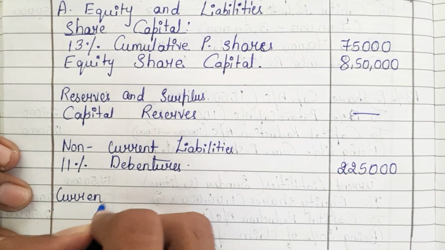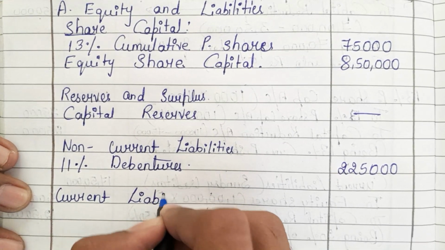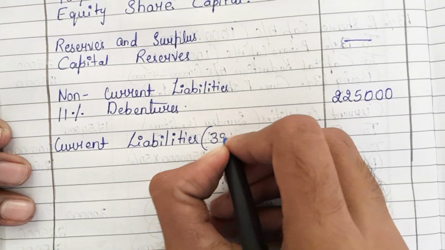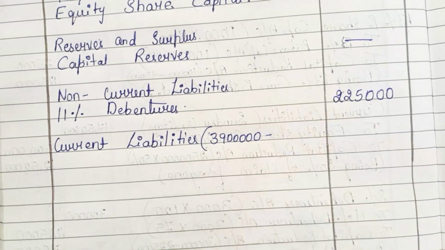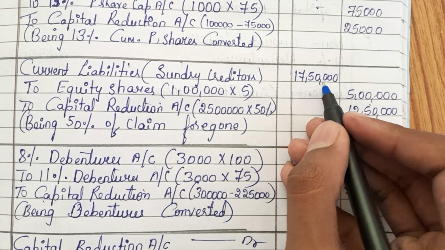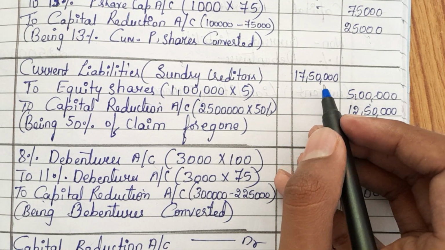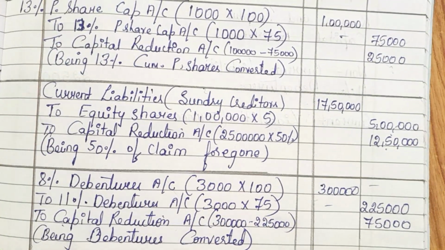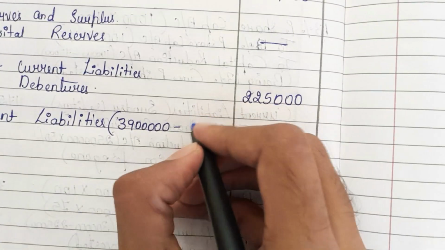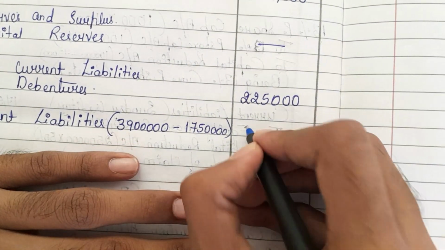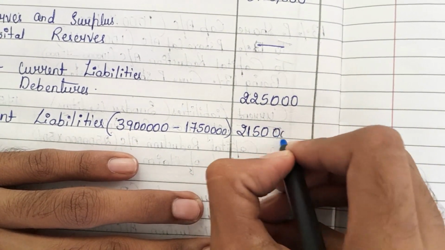Next comes current liabilities. Under current liabilities we have current liabilities. In the balance sheet it was actually 39 lakh, but if you see the journal entry, here we have already settled 17,50,000, so that we need to minus here. Then we have provision for taxes. In the question, the provision for taxes given is 4 lakh. So we have settled here 17 lakh 50,000. If you minus that, you will get 21 lakh 50,000.